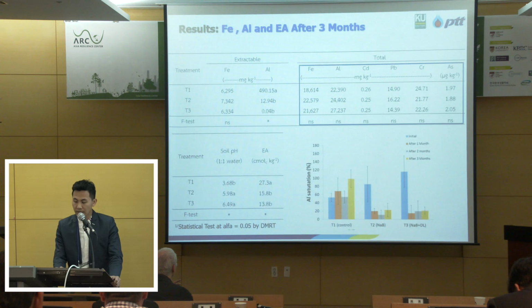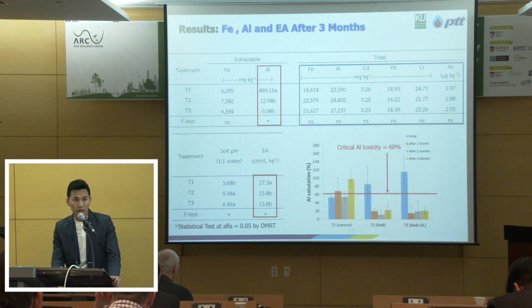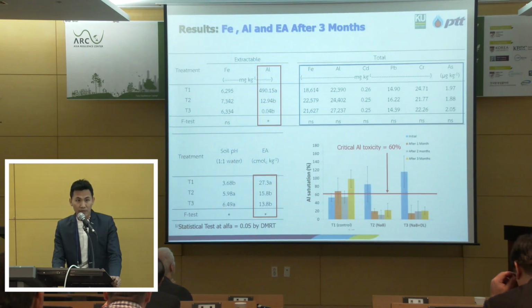But what is interesting is that for the extractable aluminum, using sodium bentonite and sodium bentonite with dolomite can decrease the extractable aluminum. And these results correspond with the extractable acidity. For the aluminum saturation, you can see that using sodium bentonite or sodium bentonite with dolomite can suppress the aluminum toxicity below the critical aluminum toxicity level, which is 60%, from the initial, after 1, 2, and 3 months after the treatment application.